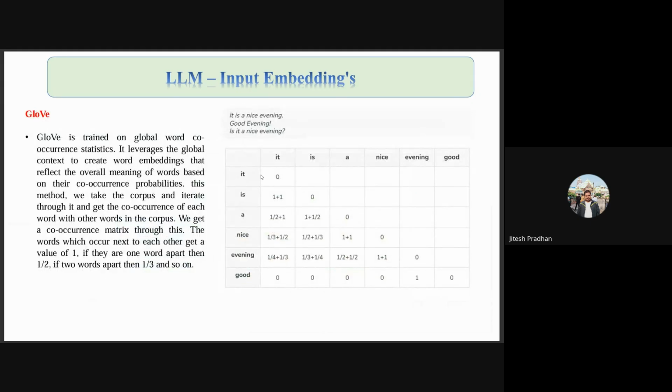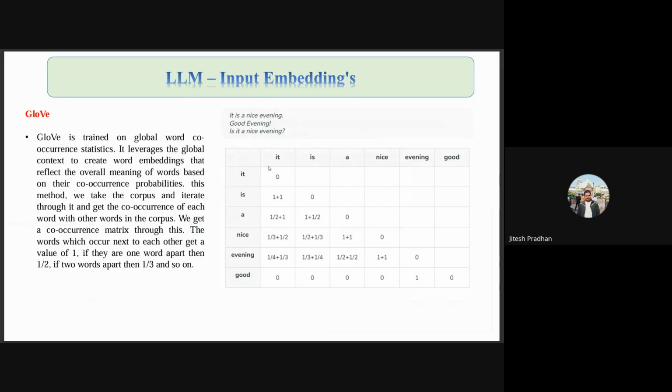Now let's take GloVe. We have written sentences like "it is a nice evening" and "good evening". Look here, the different words are: it, is, a, nice, evening, good. This is how a matrix has been created in the case of GloVe. Now, how does GloVe work? It checks whether words occur together or not. For "it" and "it", they cannot occur simultaneously, which is why it puts 0. Similarly for "is" and "is", it is 0.